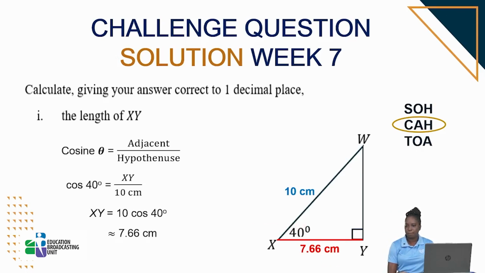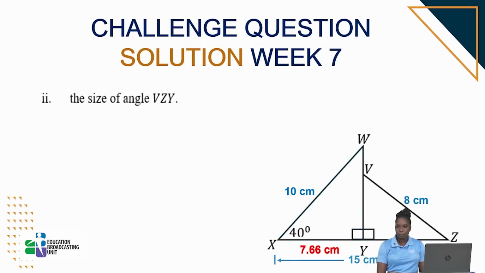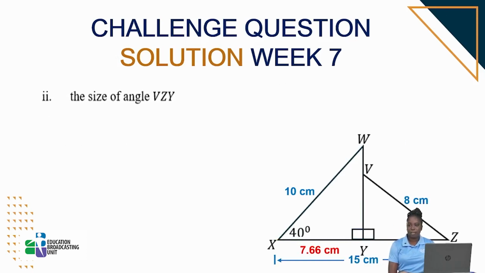Okay? Part 2, the size of angle VZY. Now, where is VZY? The angle is going to be located at the middle letter, which is Z, and so the angle would be right there at Z, which we would have labeled theta. We'd also need another side, because if we examine the diagram we have here, we only have 8 centimeters and theta that would even be useful to our computation.